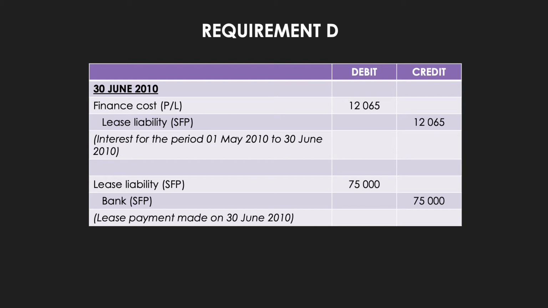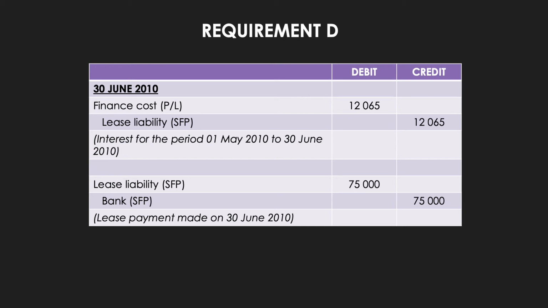That then brings us to the next date of 30 June 2010, and the 30 June 2010 represents the date that my first lease payment is actually paid. Now, once again, I need to take into account the fact that there is interest for another 2 months that need to be journalized, because I already journalized 4 months. Now I need to journalize the next 2 months.